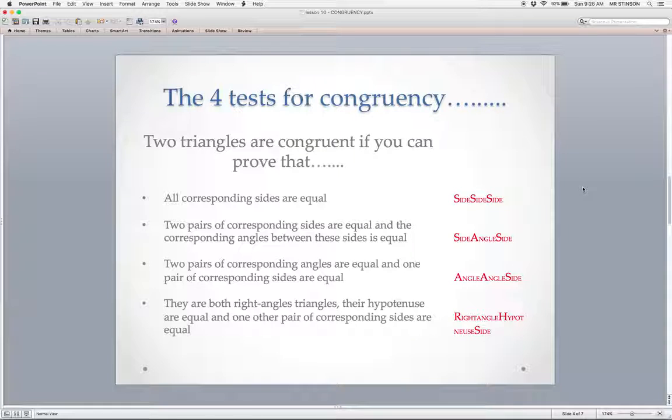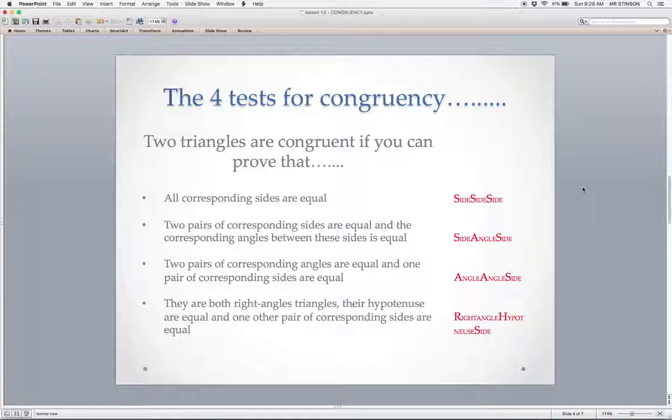The second test is that if we can prove that 2 pairs of corresponding sides are equal and that the corresponding angles between these sides in each triangle is equal, then the two triangles are congruent. And we call this side angle side, or SAS. Thirdly, if we can prove that 2 pairs of corresponding angles are equal and that 1 pair of corresponding sides are equal within the 2 triangles, then the triangles are congruent. And we call this test angle angle side, or AAS.